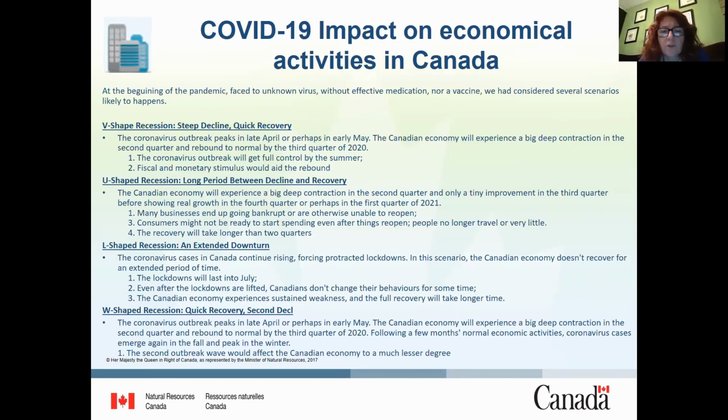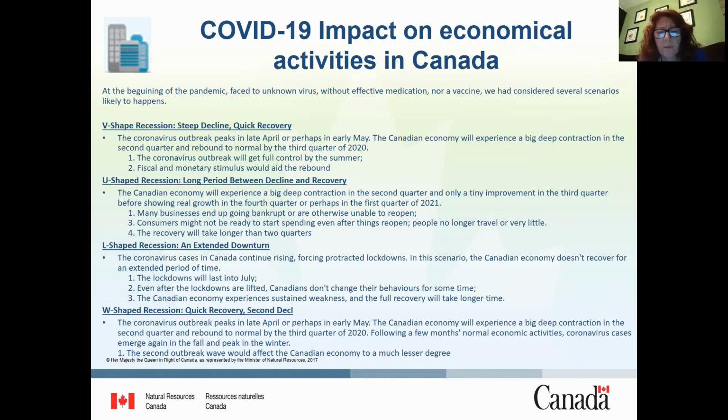As I mentioned, we looked at 4 scenarios. The V-shape: we estimated that there will be a lockdown and then everything goes back to normal pretty fast, with some stimulus packages increasing activity. We also looked at a U-shaped recession, with a longer period between the decline and recovery.